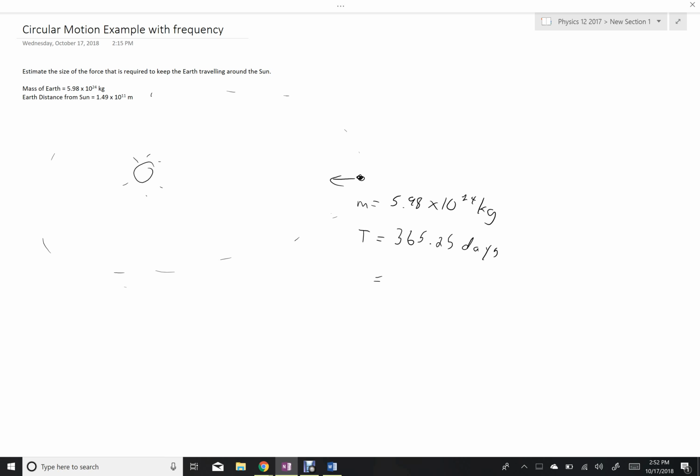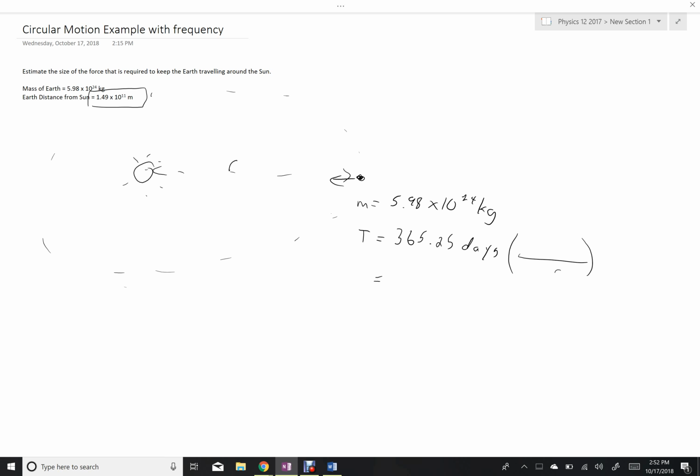Oh, and this distance between the Earth and the Sun is 1.49 times 10 to the 11 meters. And so if we imagine this is a giant circle, that represents the radius of our circle. Let's get this period into seconds because obviously that's what we need to use for our equations.